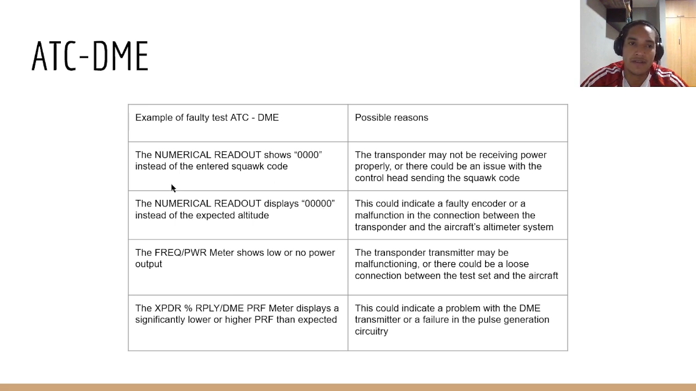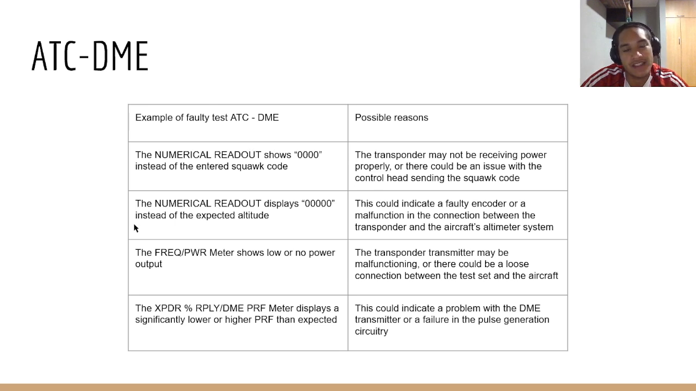So first of all, if the numeral readout shows all zeros instead of the squawk code, the transponder may not be receiving power properly, or there could be an issue with the control head sending the code. So these are the two reasons I found that it could be in the situation of all zeros in Mode A.